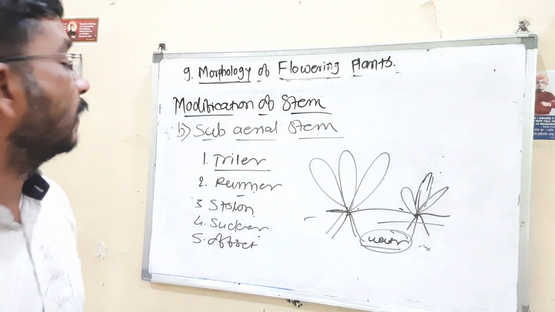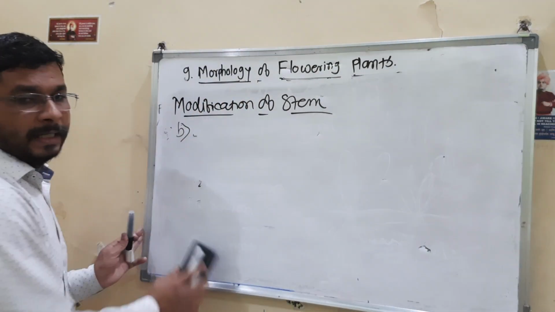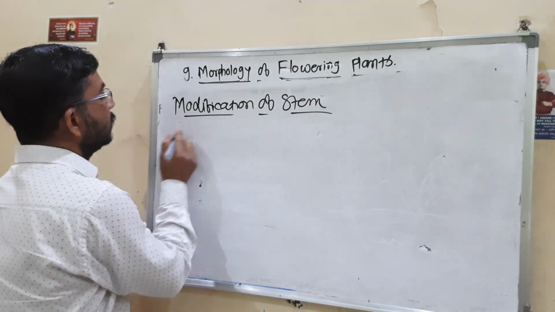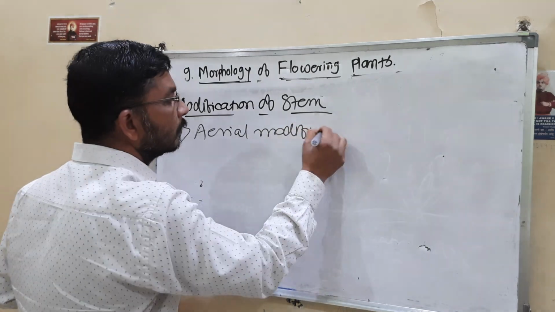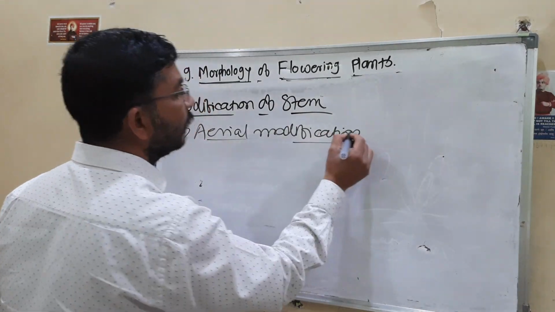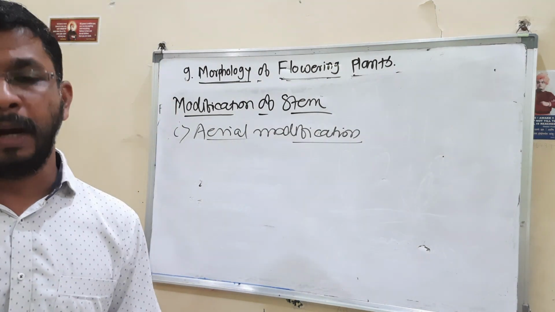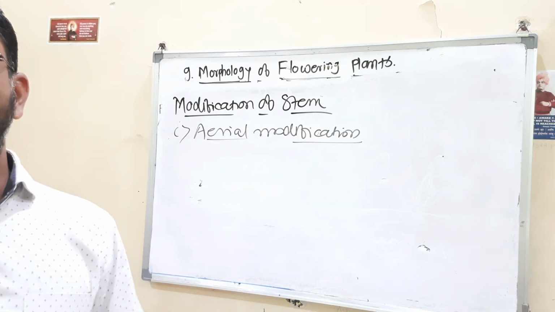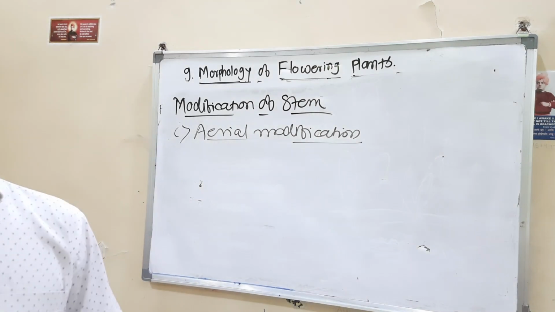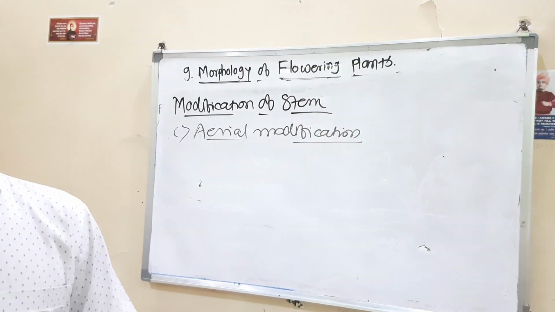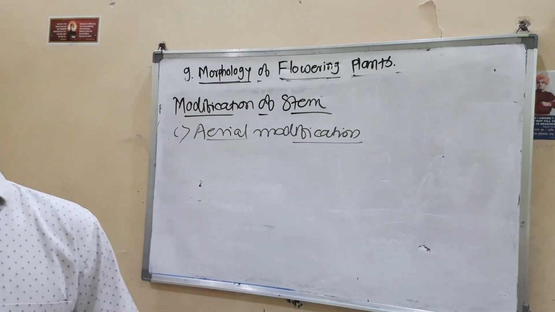And now we are going to discuss some aerial modification. Aerial modification. And what is inside that? Stem or its vegetative part is modified to carry out specialized functions. They develop various modifications for this purpose. Such modified stems are called metamorphosed stems. The different modifications can be discussed here.